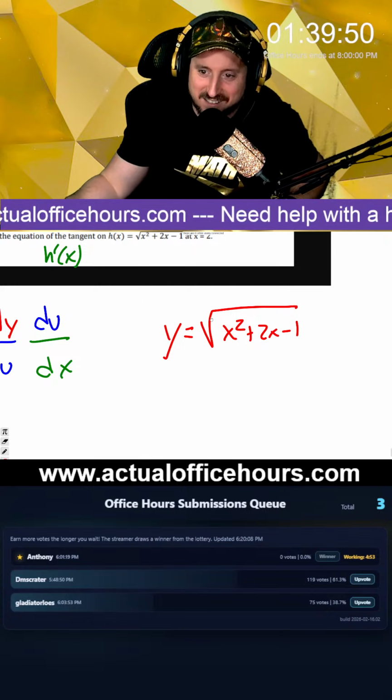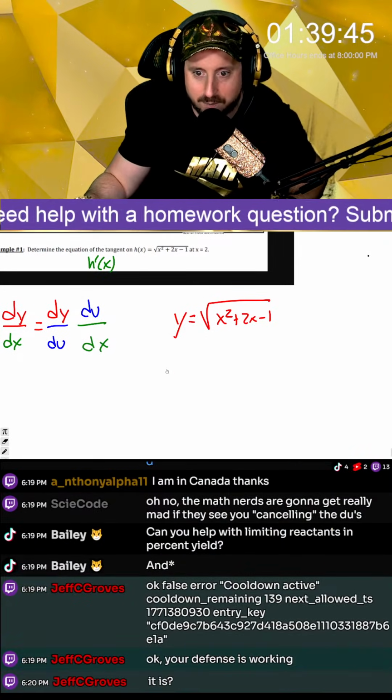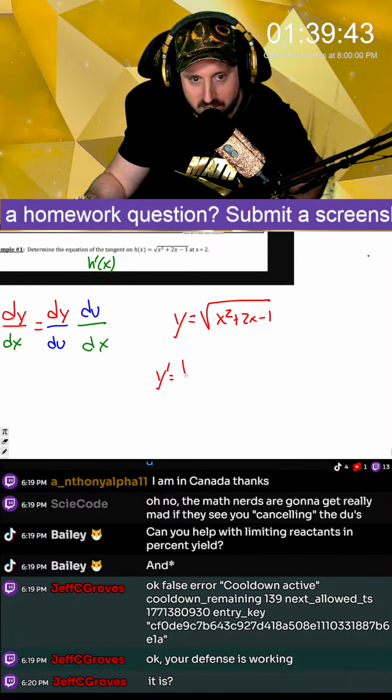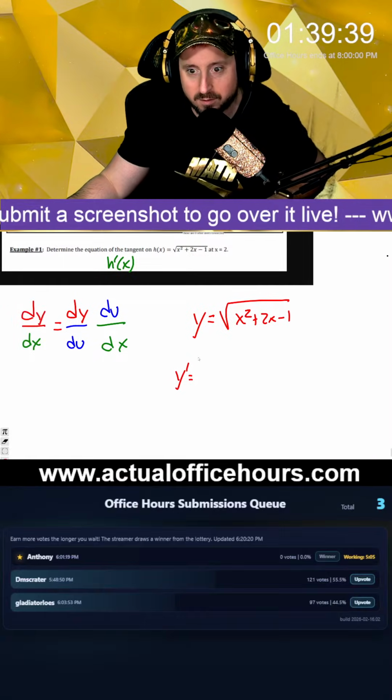Okay. Let's say this is the function, and we're trying to find y prime. So y prime is just a fancy way of writing dy/dx. That's what we're trying to figure out.